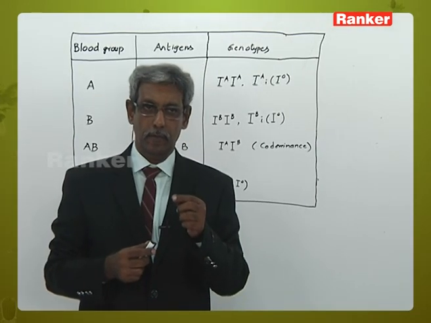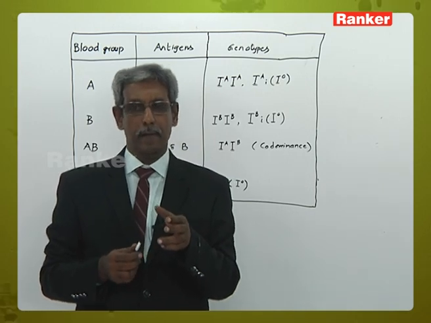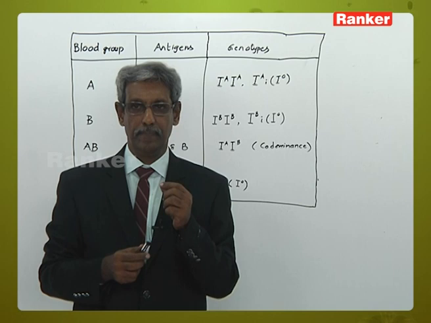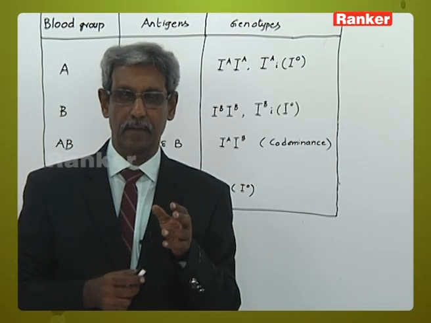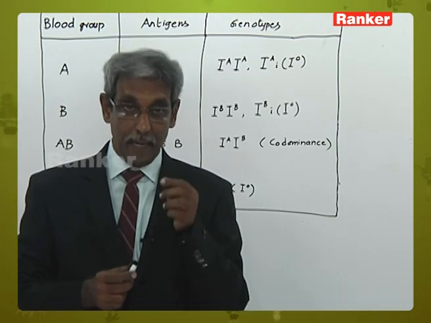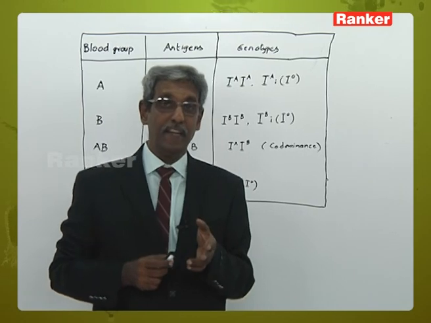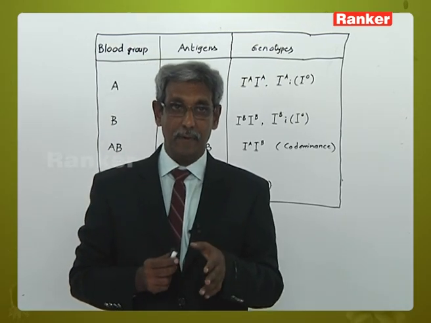The fourth bit in the objective asks you that at a particular locus of a particular character, when you have more than two alleles, if more than two alleles are present at a particular locus, definitely there is an increase in the number of phenotypes as well as the number of genotypes.